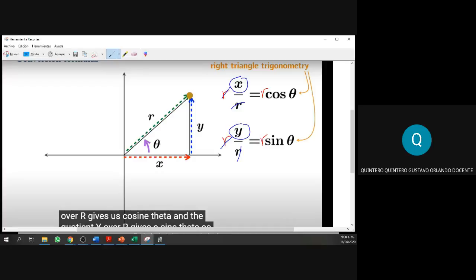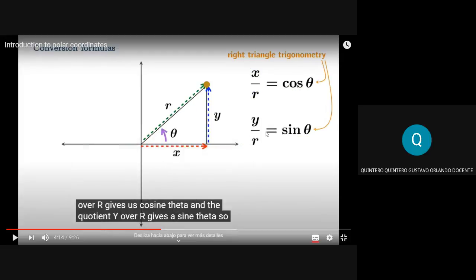Now, why do we do that? Why do we want that? Because we want formulas to change from theta and R to X and Y. In other words, we want formulas to change from polar coordinates to rectangular coordinates. Let's take a look at the video.